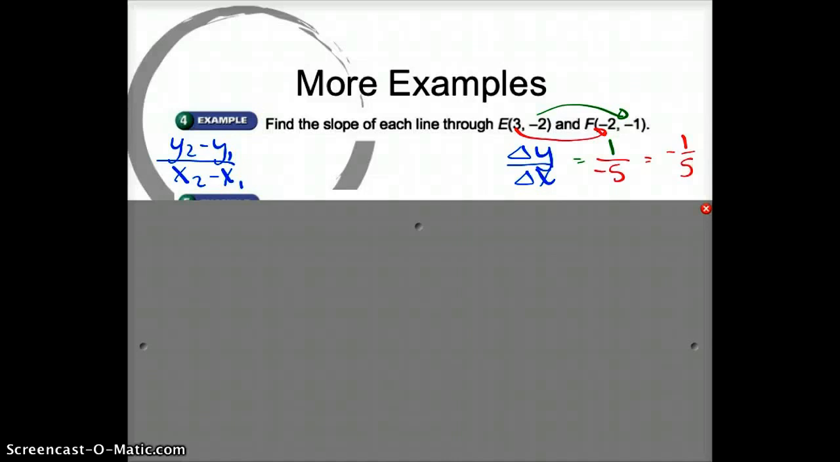So again, my y sub 2, second y is negative 1, minus my first y, which is negative 2, over my second x, x sub 2, negative 2, minus my first x, which is 3. So negative 1 minus negative 2, remember that's the same thing as negative 1 plus 2, that's 1. Negative 2 minus 3, that's negative 5. It is the same thing as I got. Negative 1/5 is my correct answer.